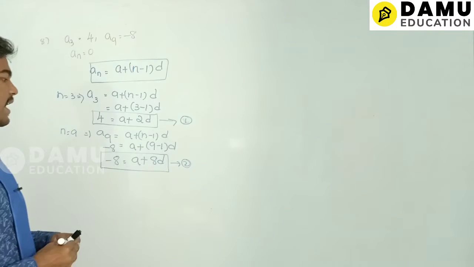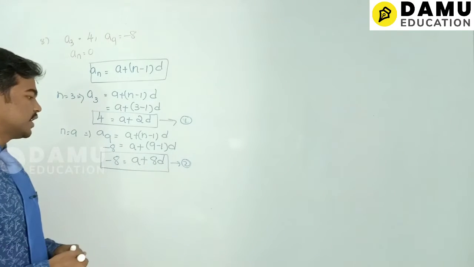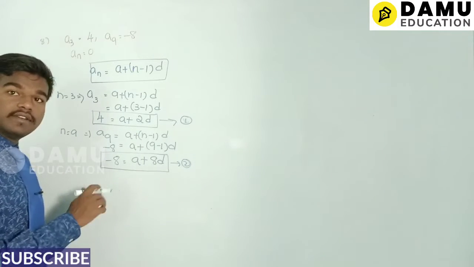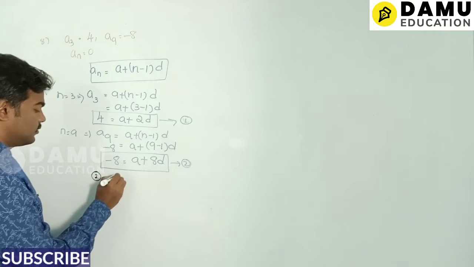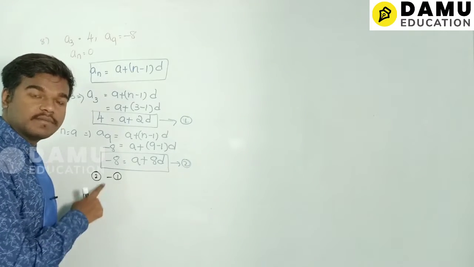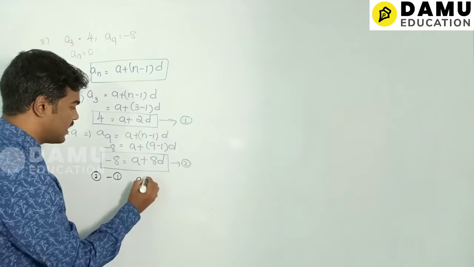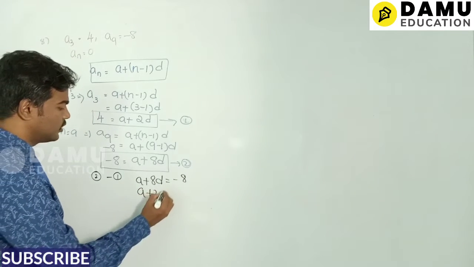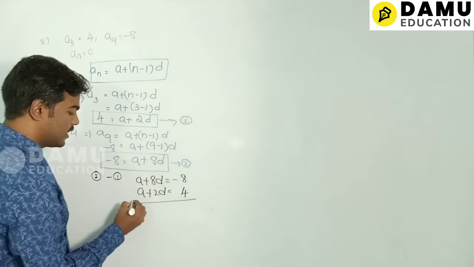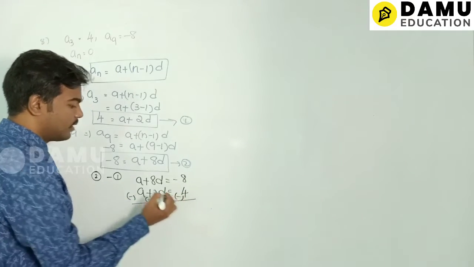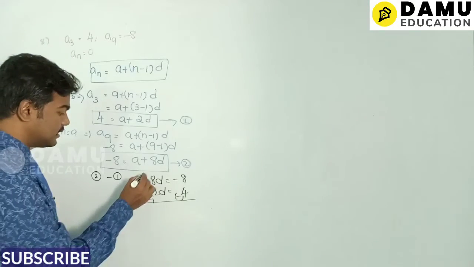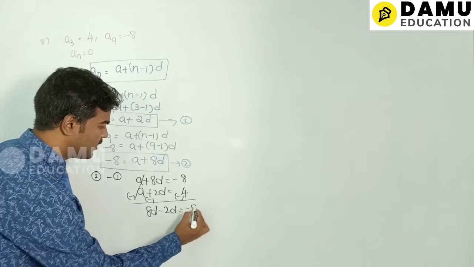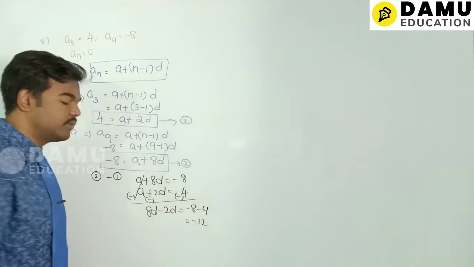So we need to solve for a and d here. For that, let's take equation 2 minus 1, that is, subtract the first equation from the second equation. So the second equation is a plus 8d equal to minus 8, and the first equation is a plus 2d equal to 4. Subtraction means the signs will change. So plus will become minus, minus will become plus. So a minus a will cancel. Then 8d minus 2d will be equal to minus 8 minus 4.